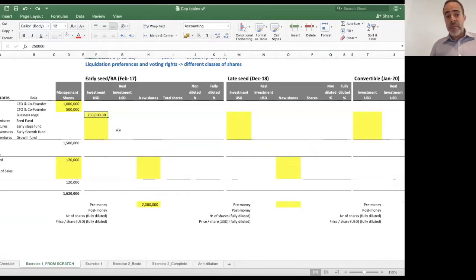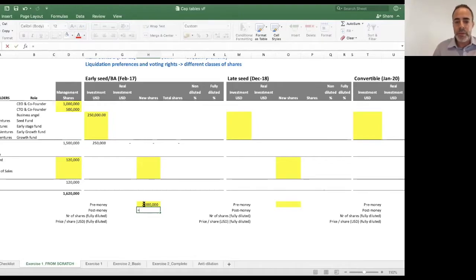This is the nominal investment, okay? I want 250K. Now, how do I calculate the number of shares that this means? Remember pre-money, post-money, and price per share. So if the pre-money is 2 million, the post-money valuation will be the pre-money plus the money that I'm investing, right? So the post-money will be 2.25.